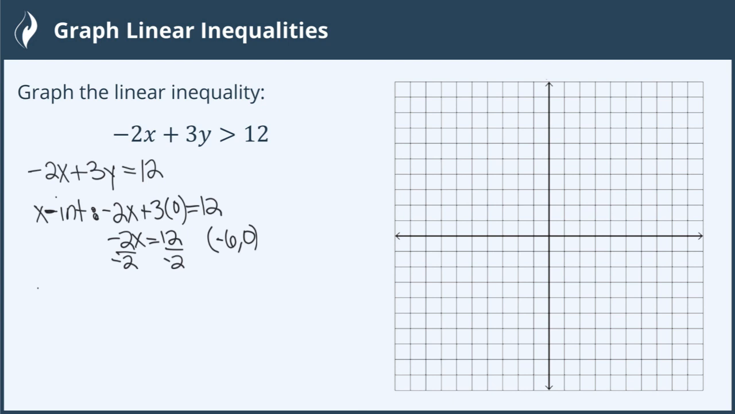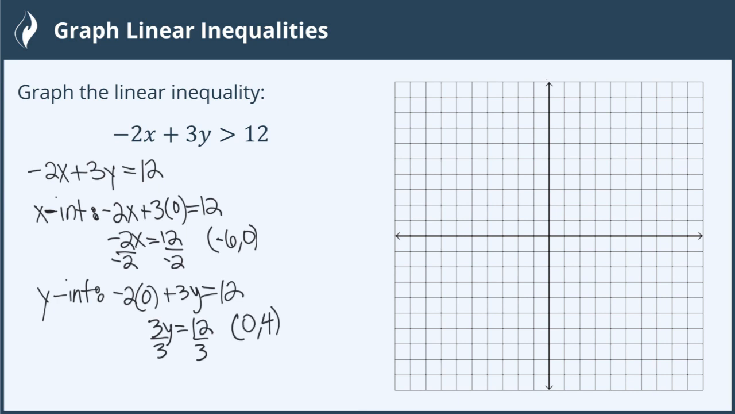Now we find the y-intercept by setting x to be 0. So that means we have negative 2 times 0 plus 3y equals 12. So that means 3y equals 12. Divide both sides by 3. And we end up with a y-intercept, which is 0, comma 4. Remember, the x is 0 and the y is 4.